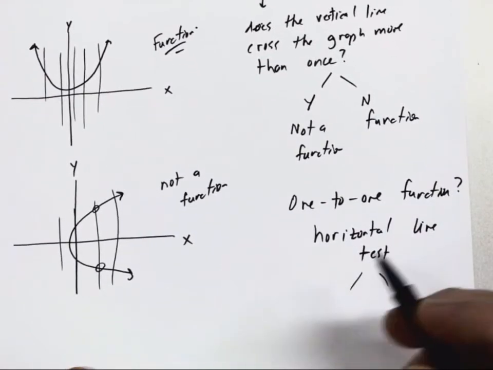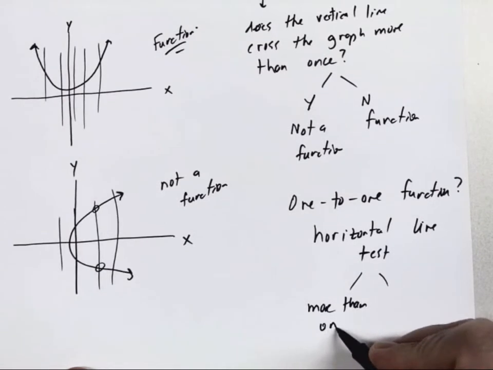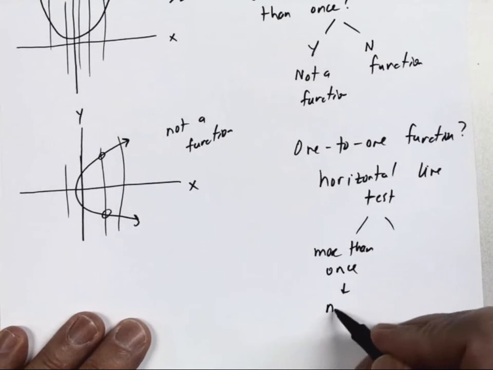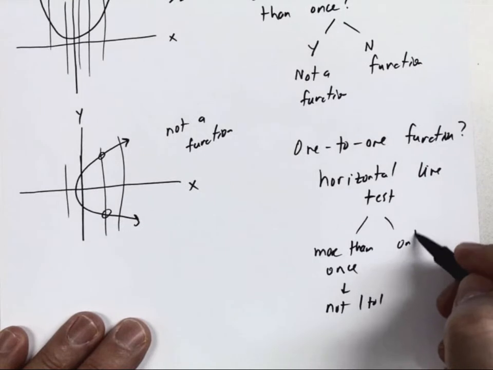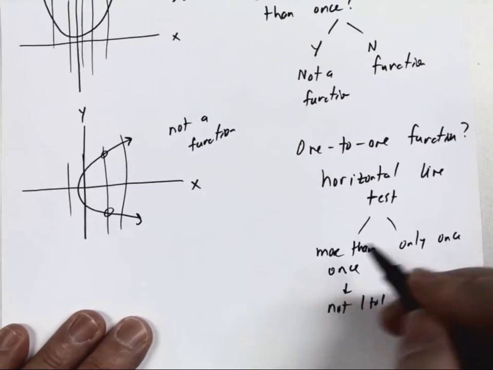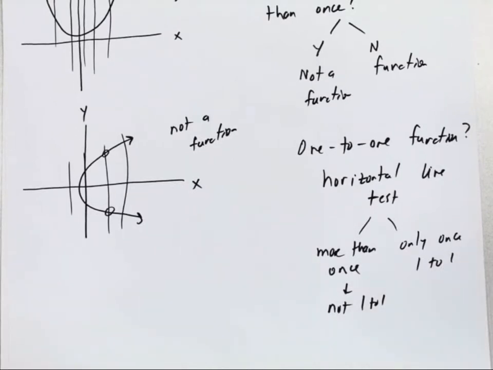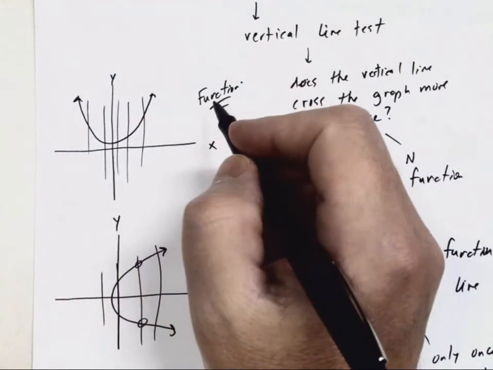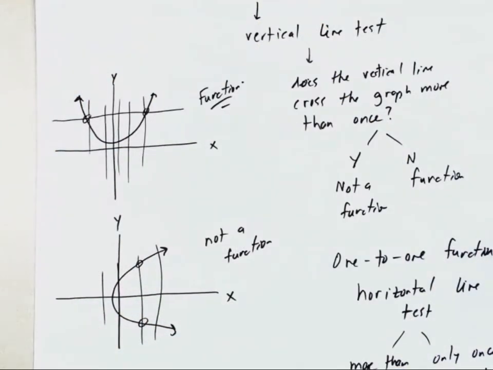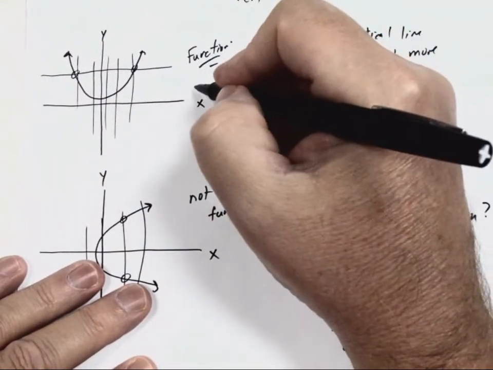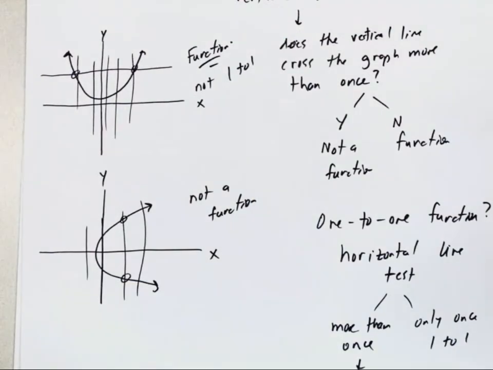So if it crosses more than once, it's not one-to-one. If a horizontal line only crosses the graph once, then it is a one-to-one function. So we decide this one's a function. I draw a horizontal line, it crosses it twice. It's a function, but it's not a one-to-one function.